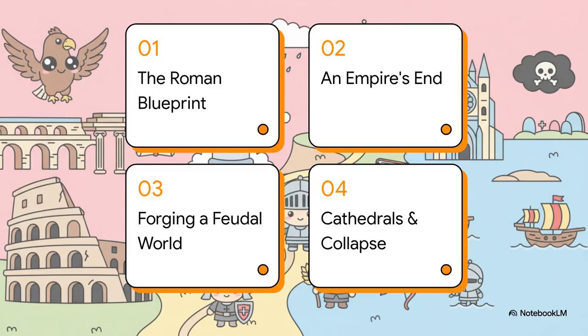Okay, so here's how we're going to tackle this massive story. First, we'll look at the Roman blueprint and the foundation they laid. Then we'll watch how that mighty empire eventually crumbled. After that, we'll see how a whole new feudal world was forged from the ashes, and we'll finish up with the cathedrals, crusades, and collapses that brought that era to a close.